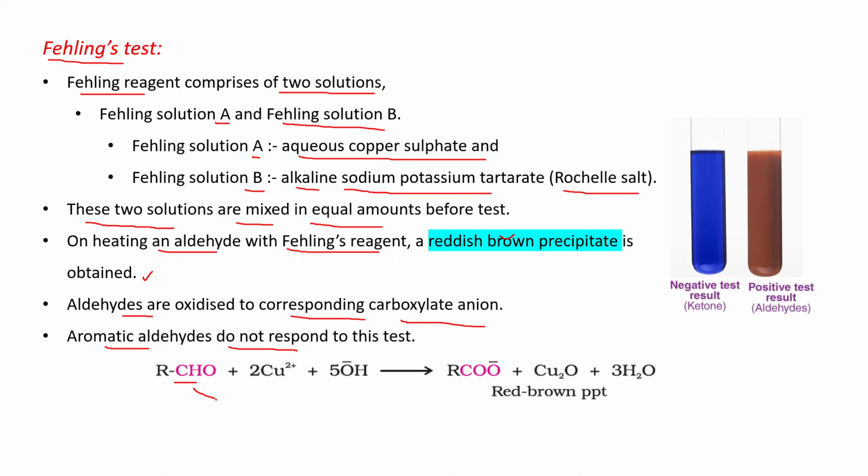See this aldehyde, this is converting into carboxylate anion, and this is Cu2+. Again see, the oxidation number of copper is +2, and when this converts into cuprous oxide, which appears as a red brown precipitate, the oxidation number of copper is +1. That's why we can say copper is reduced and aldehyde is oxidized. Now this test is given by aldehydes only, not ketones, and among aldehydes only aliphatic aldehydes. Aromatic aldehydes do not give this test. We will get this brown precipitate. In the case of ketone, we will get a negative test result.